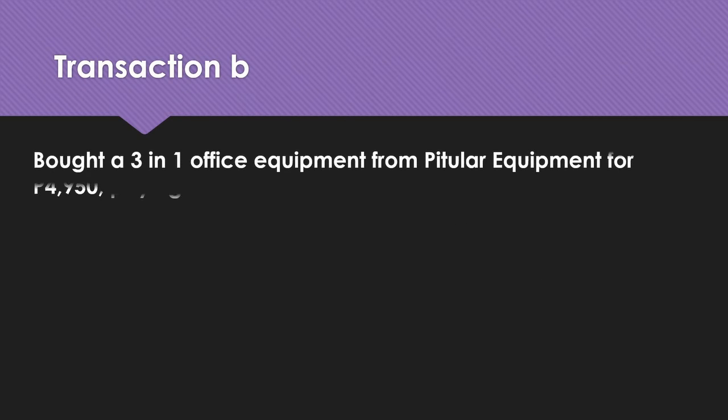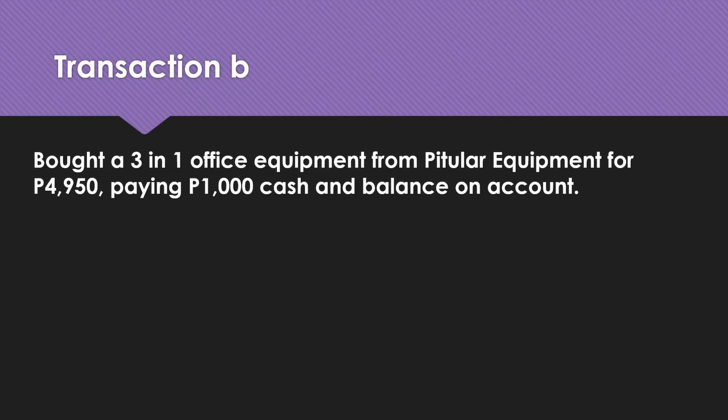Let's proceed to transaction B. So, transaction B, the Dalangin Clinic bought a 3-in-1 office equipment from Titular Equipment for 4,950, paying 1,000 in cash and balance on account. So, paano yung ganito? You have to analyze it one by one. Number one, what did you buy? Ano yung na-receive ng company? So, the business bought equipment.